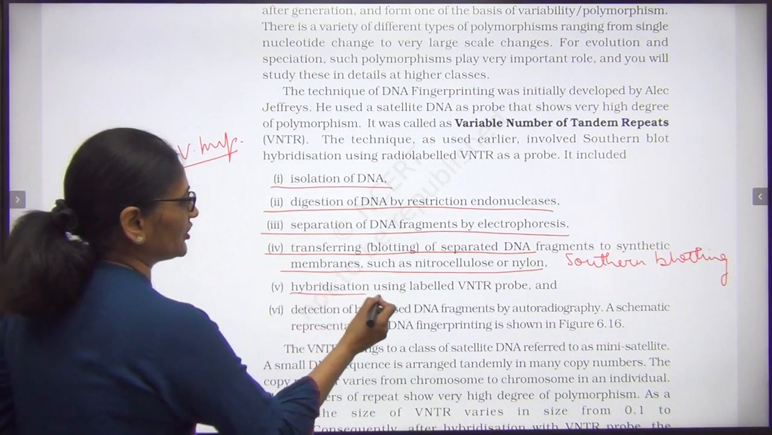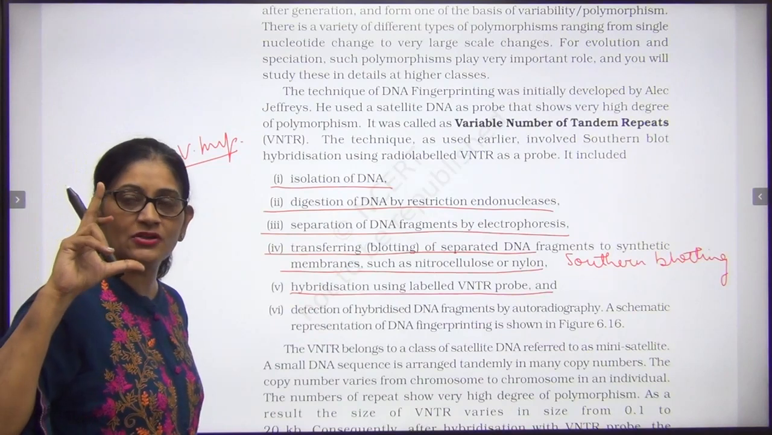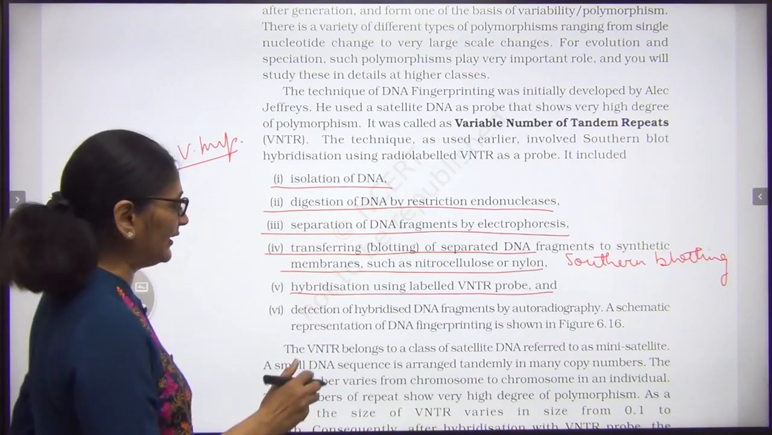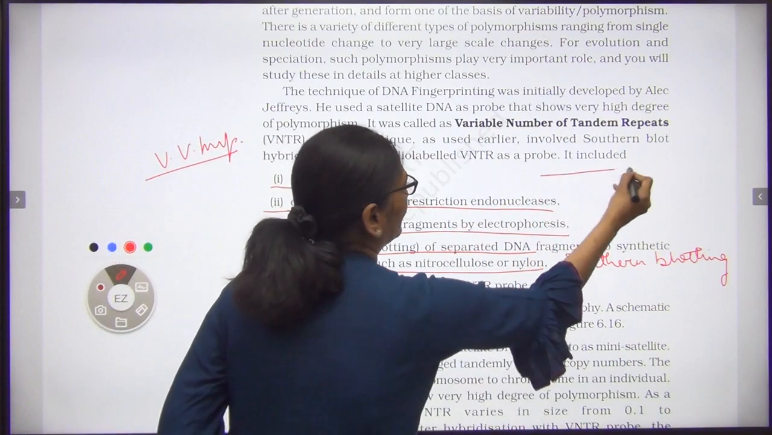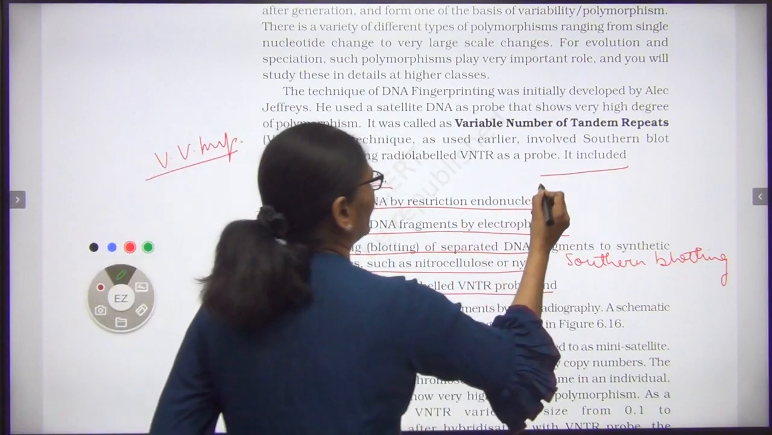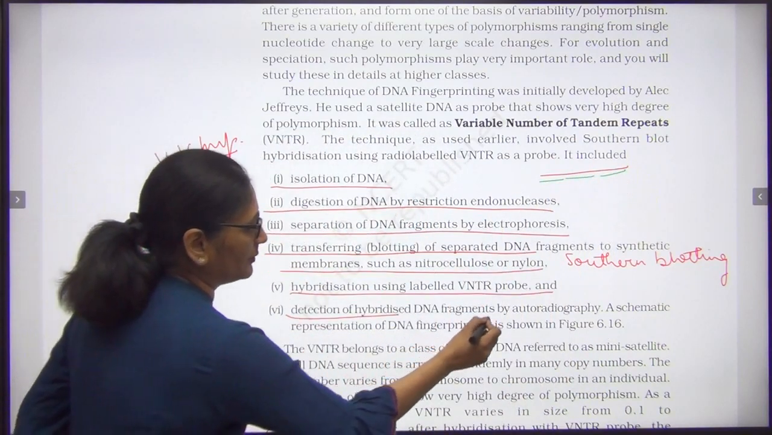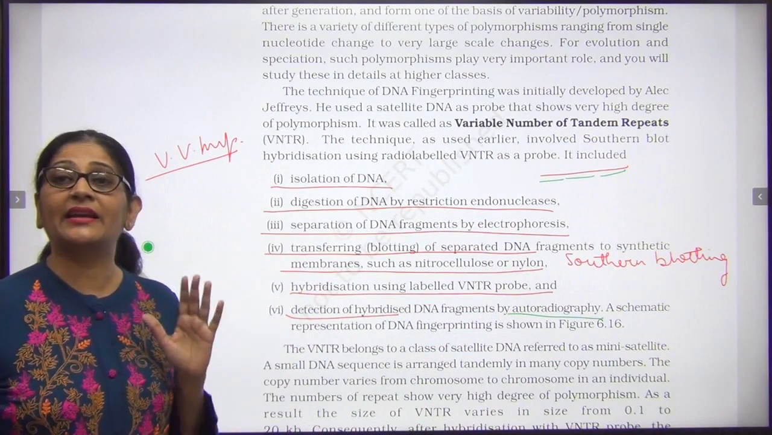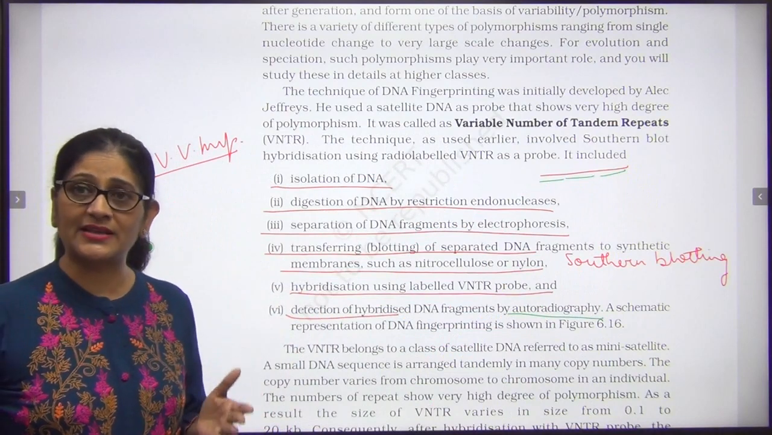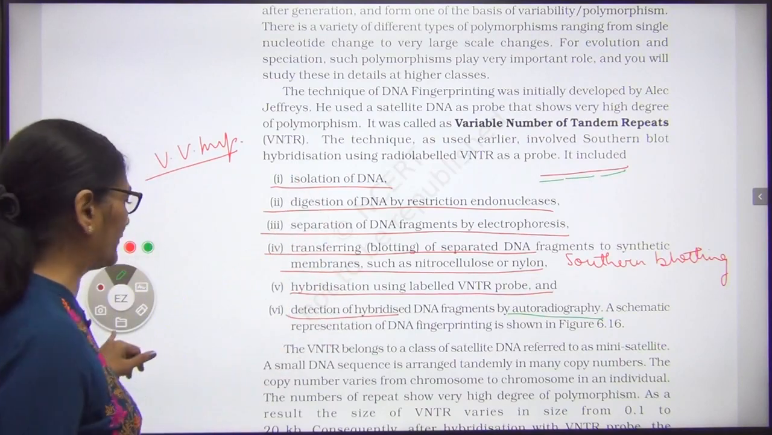Then hybridization using VNTR probes. You use small fragments of DNA which are radioactive. Then detection of the hybridized DNA. Where this radioactive DNA has hybridized, where it is attached, you find out by autoradiography. So these are the steps. Once again I insist, whenever it comes in your board exams, do not write what I have given. Just write these 6 points and you will get your perfect score.